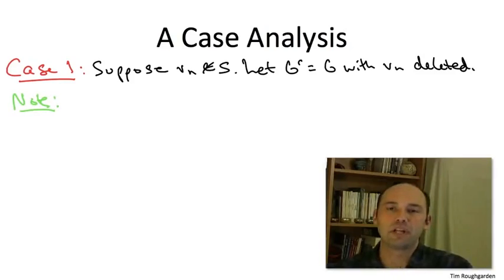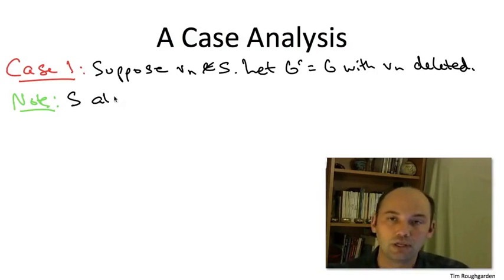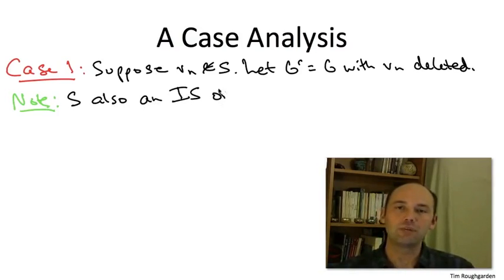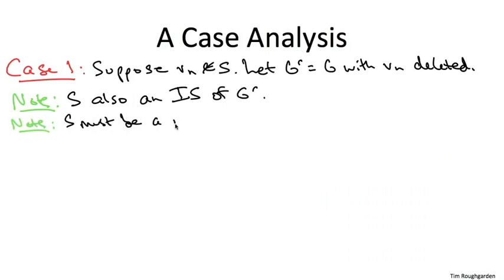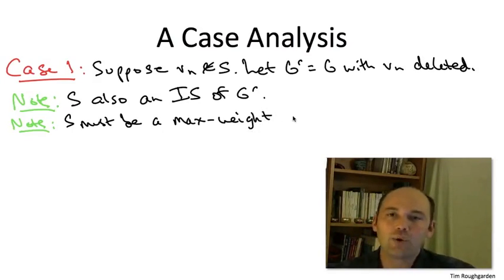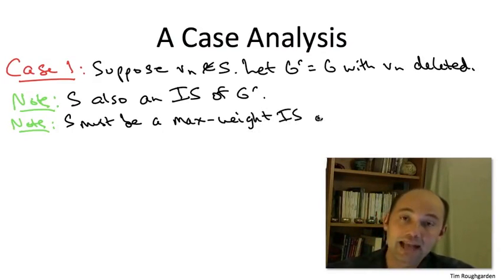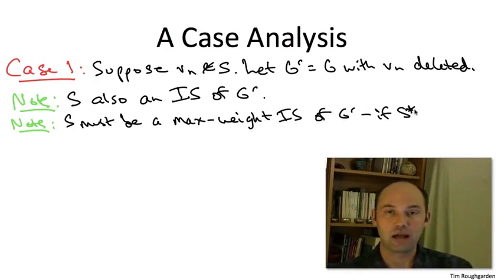So let's make a couple of trivial observations. So first of all, this set capital S, it's an independent set in G. It doesn't include the last vertex. So we can regard this set S equally well as an independent set of the smaller graph G prime. If it didn't contain consecutive vertices in G, nor does it in G prime. But actually we can say more. Not only is S any old independent set in G prime, it has to be an optimal, that is maximum weight independent set in G prime.